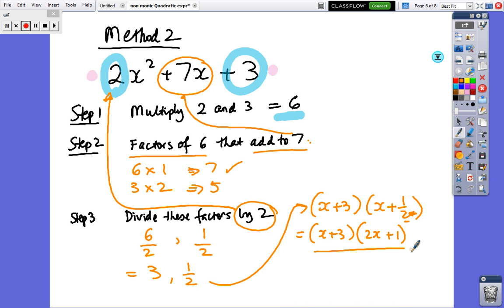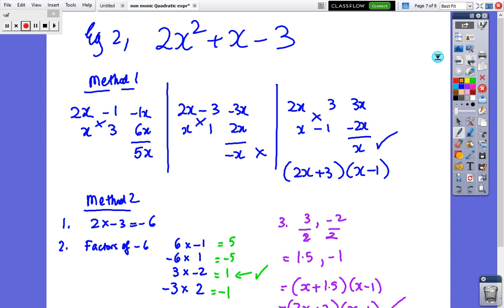And I think that might be the end of the video. No, I've got one more. Okay, so we've got one with minus signs. So let's have a look at both methods and see how it works.